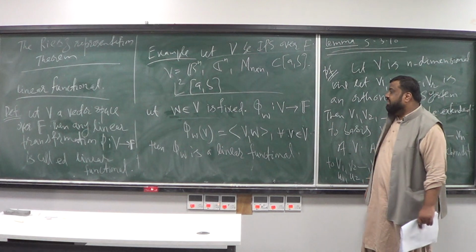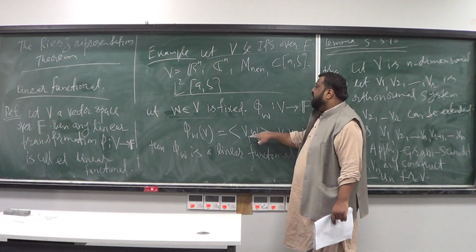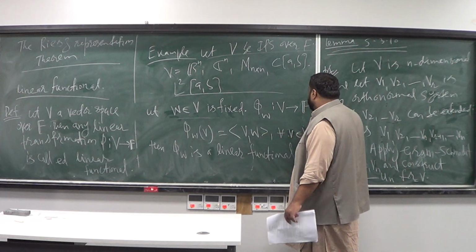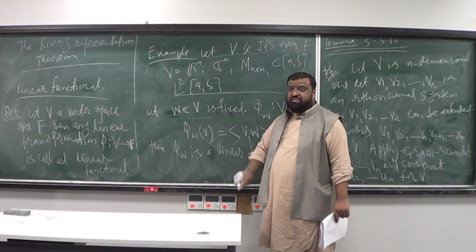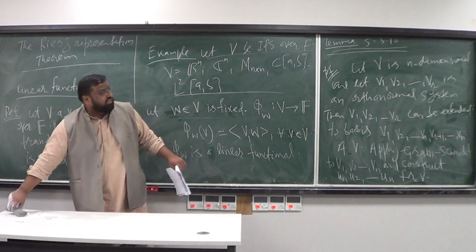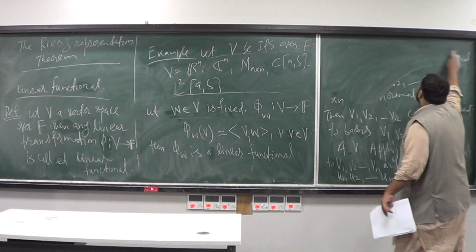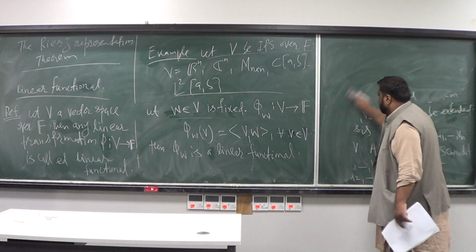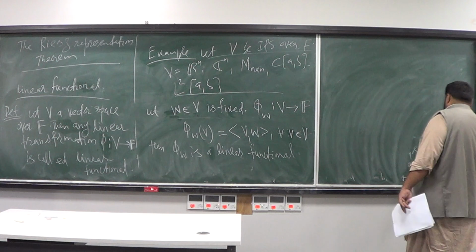Okay? So in other words, take W and take the inner product of W with every single element in V. That map is going to be a linear functional. Why it is a linear functional is not difficult to say. And then we're going to get into some concrete situations actually.